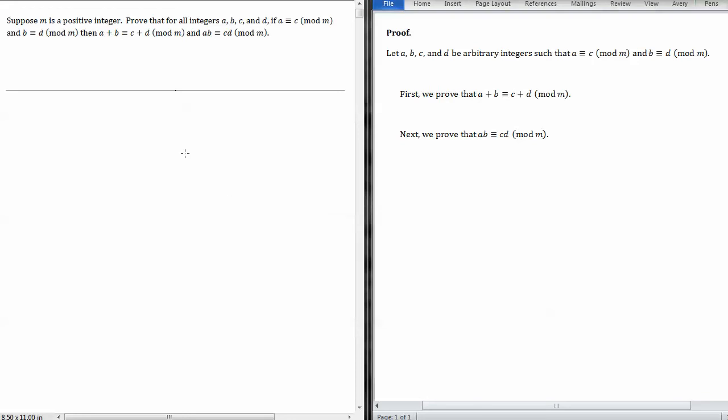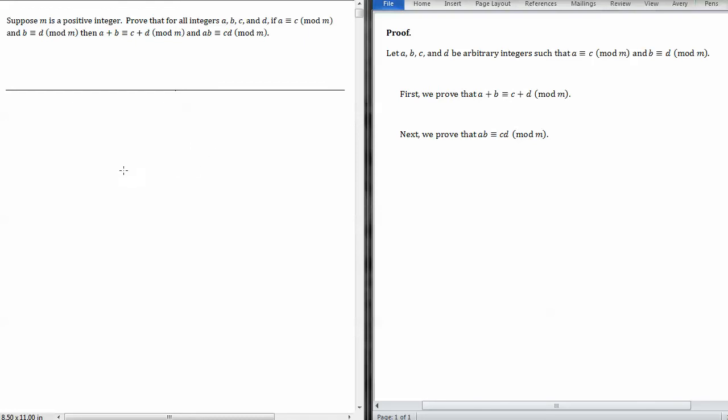Suppose m is a positive integer. Prove that for all integers a, b, c, and d, if a is congruent to c mod m and b is congruent to d mod m, then a plus b is congruent to c plus d, and a times b is congruent to c times d. Alright, so these are some standard properties in modular arithmetic.